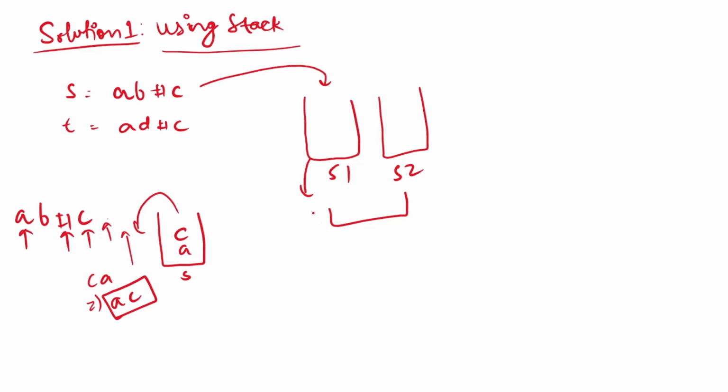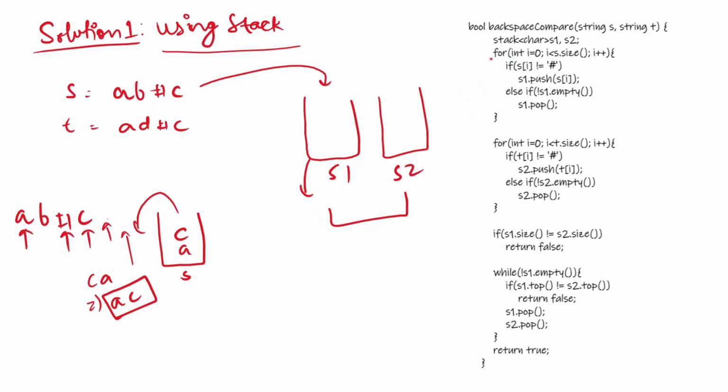So let's see the code. We are using two stacks, s1 and s2. First of all, we put all the s characters in our s1, and if it is a hashtag, then we check is it empty. If it is not empty, then we will pop out. Similarly we do the same thing for our t string. After that, for our s1 and s2, we check if their size is not equal. If their size is not equal, then there is no need to check the characters, so we will simply return false.